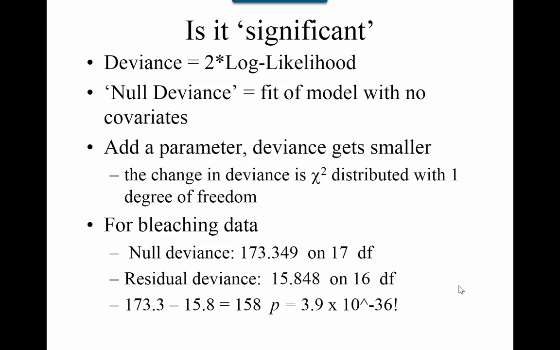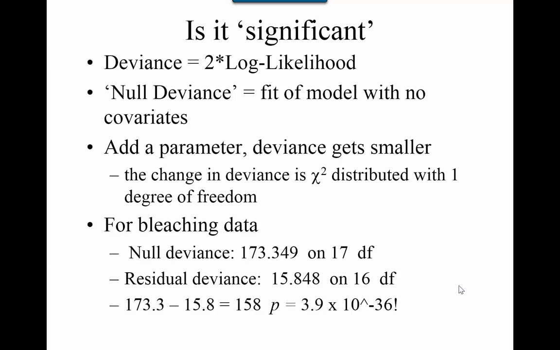There's a quantity called the deviance, which is 2 times the log likelihood of the model. If you recall, the log likelihood is proportional to the probability that you would observe the data given the particular parameters of the model. There's also a quantity called the null deviance, which is the fit of the model with no covariates at all, just a single intercept.